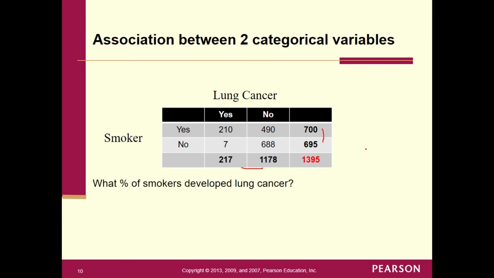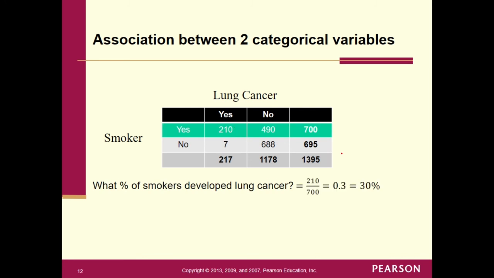So let's see where the 30% came from. We would ask something like this: what percentage of smokers develop lung cancer? And so we would start with the first row of the explanatory variable. So we would start with the smokers. And we would ask, okay, what percentage of these guys got this, meaning, yes, they got lung cancer. And so there's 210 out of 700, or 30%.